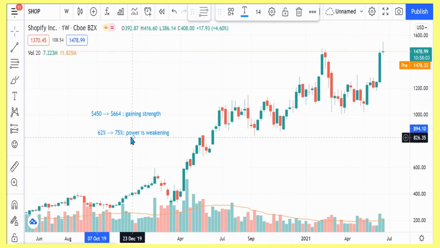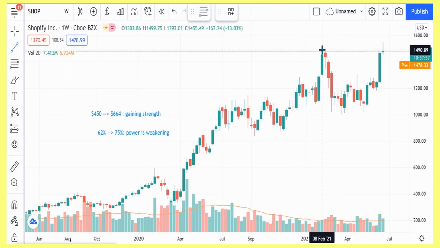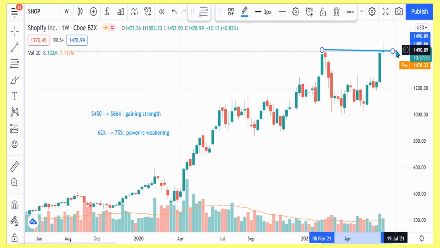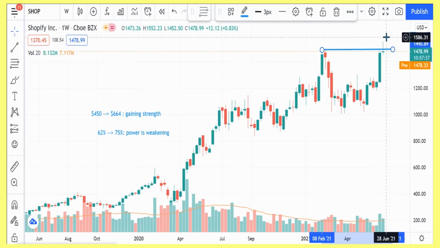But the second conclusion, where we say the power is weakening, what it basically means is, okay, this is the high it reached, right? The previous highest high we have reached is at this price level. So when the chart has got power, it means it will not face any hurdle to move up from the previous high.